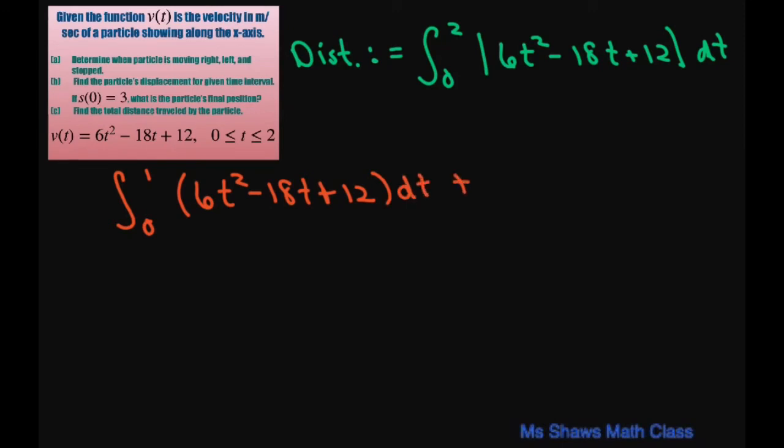And then we're going to add where it's moving left, and that's from 1 to 2. Remember, this is absolute value, so you have to do positive and negative. This is your negative part.